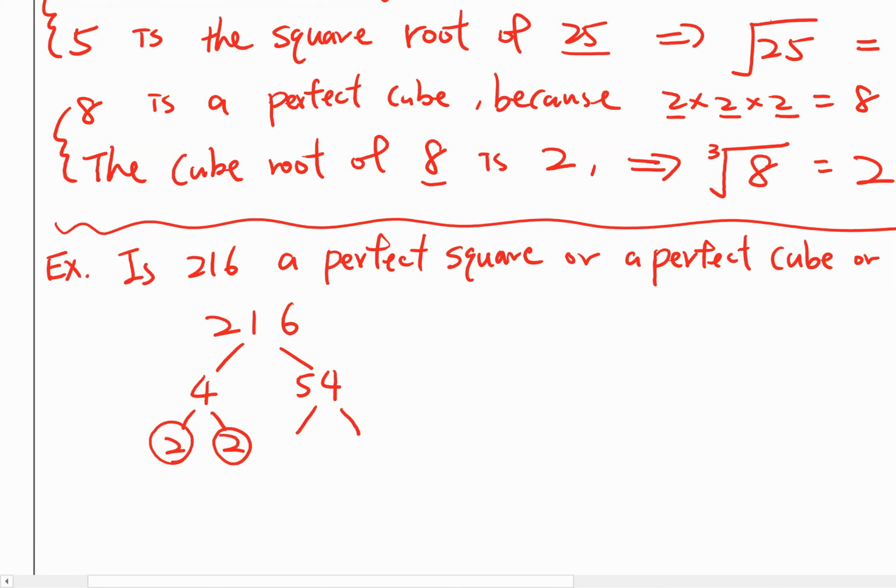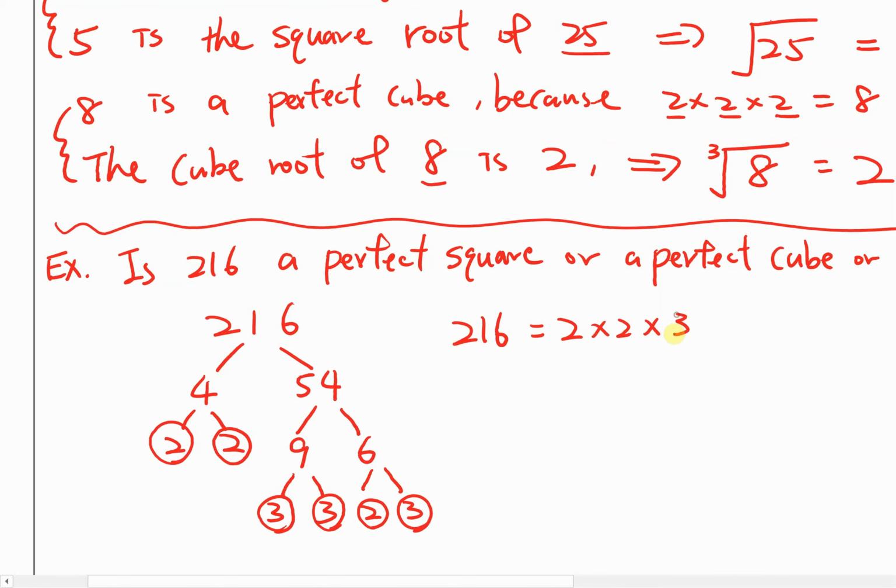54 can be broken into 9 times 6. 9 times 6 is 54. And 9 can be broken into 3 and 3, right? 3 times 3. And again, 3 is a prime number, so we will end right there. And for 6, this is 2 times 3. Okay, so then we have reached the end of our factor tree, I guess. So we can rewrite 216 as 2 times 2 times 3 times 3 times 2 times 3.